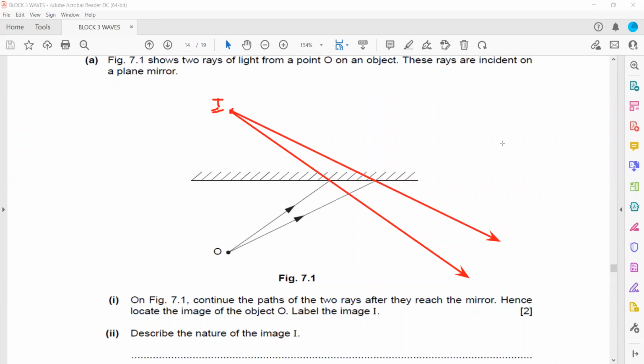So this is a simple way to identify the position of the image. Now describe the nature of this image. This image is a virtual image, or laterally inverted. Why a virtual image? Because it is just our imagination. It cannot actually be taken or seen on a screen.